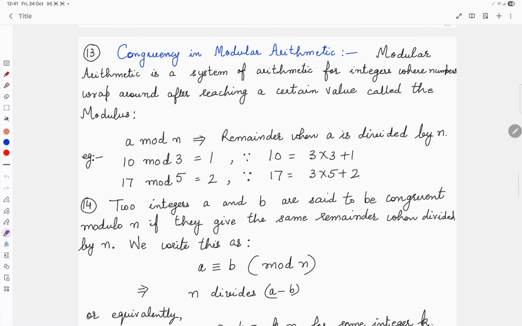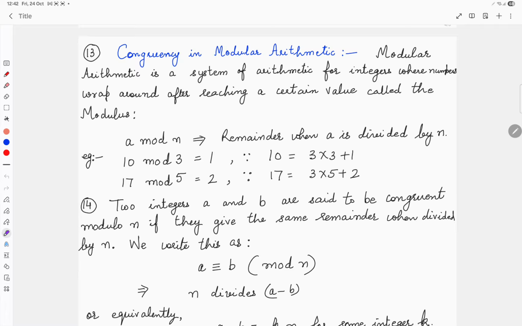Now let us understand congruency, which is the heart of the operational concepts. The most important operation is the congruency operation. So let us see fundamentally the explanation of congruency. What is congruency in modular arithmetic? Modular arithmetic is a system of arithmetic for integers whose numbers wrap around after reaching a certain value called the modulus.